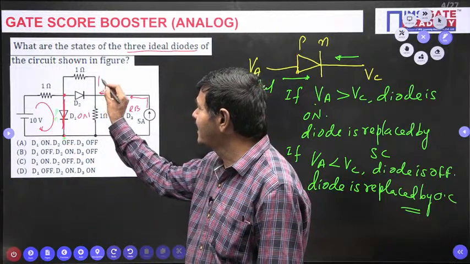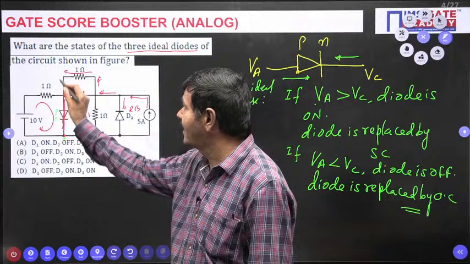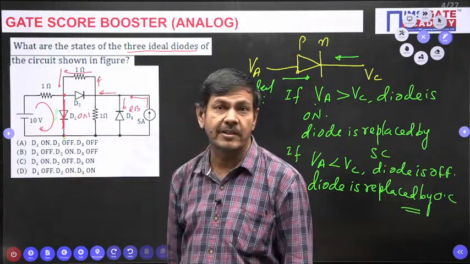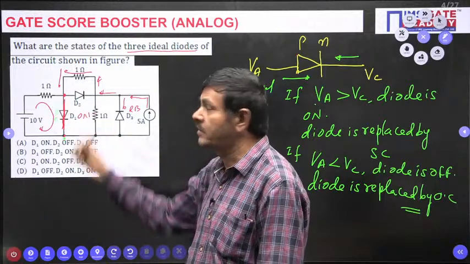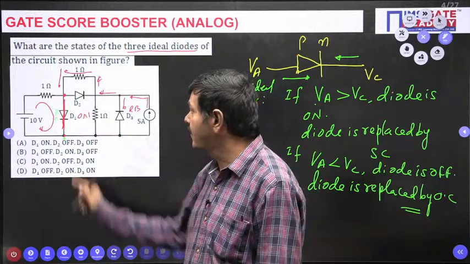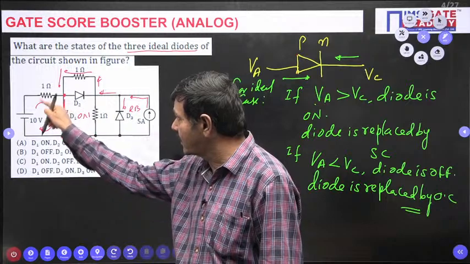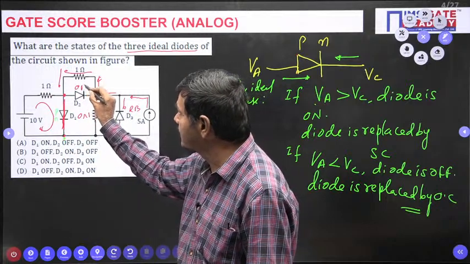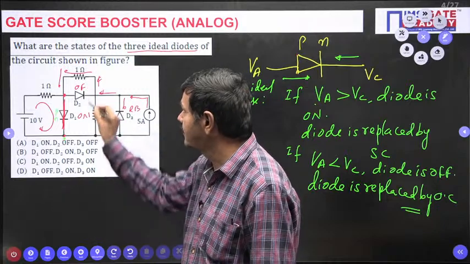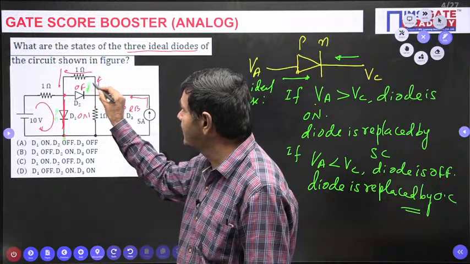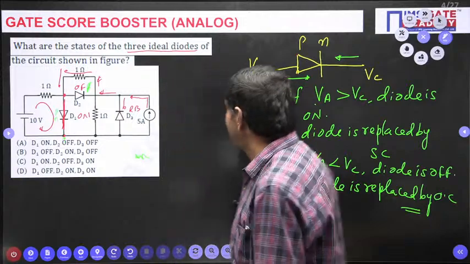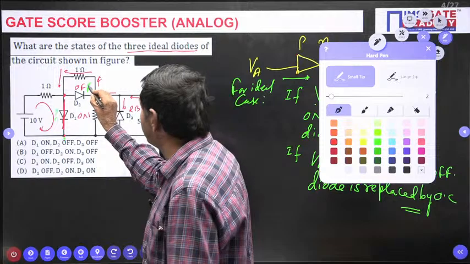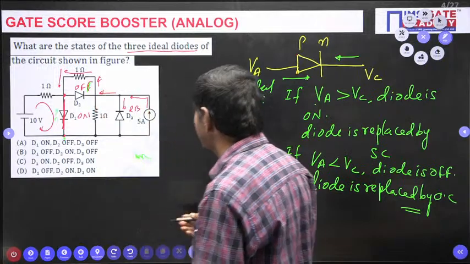Whatever the current comes this side, it comes totally diverting, passing through the D1 only. It doesn't flow across D2. Why it doesn't flow, sir? Because it is short circuited. Total current is diverting this side. Then D2 comes to off state only possible. This comes to off state. We can write clearly here directly, this is off.